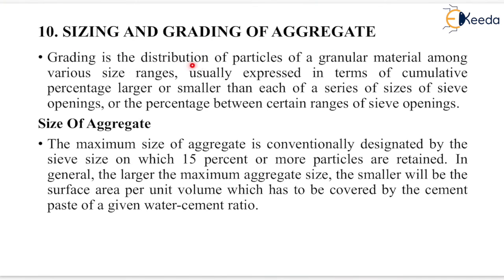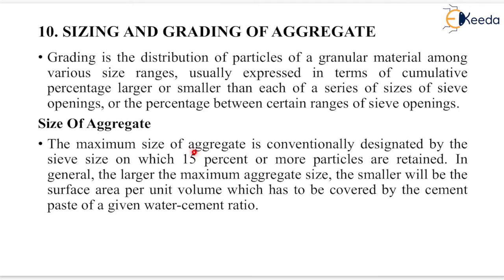Grading is the distribution of particles of a granular material among various size ranges, usually expressed in terms of cumulative percentage larger or smaller than each of a series of sizes of sieve openings, or the percentage between certain ranges of sieve openings. Now next is the size of aggregate.